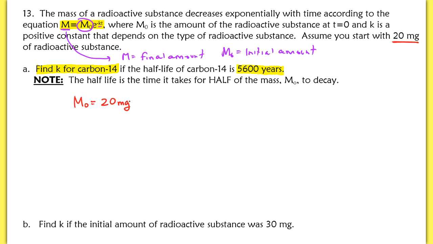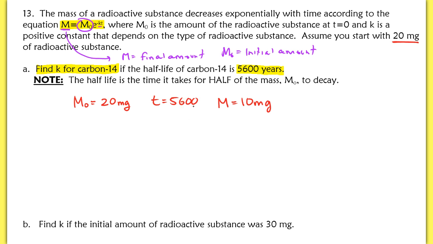Now we also know that after 5,600 years, so after time t equals 5,600, it would reduce to half of its original mass. So M, our final amount, would be 10 milligrams. So that 20 milligrams would turn into 10 milligrams after 5,600 years. It would take that long for it to decay to only 10 milligrams.